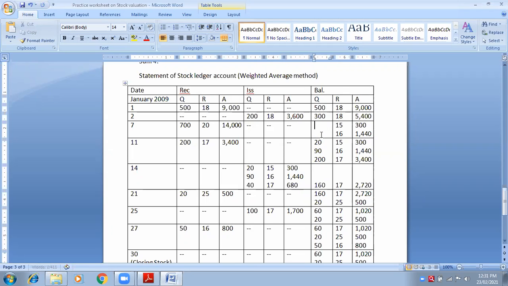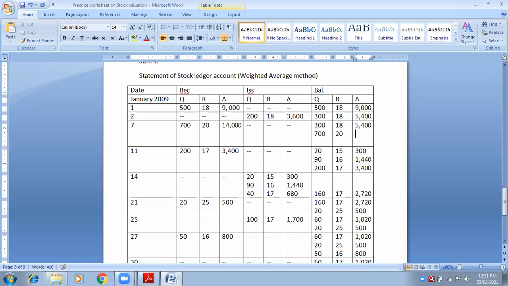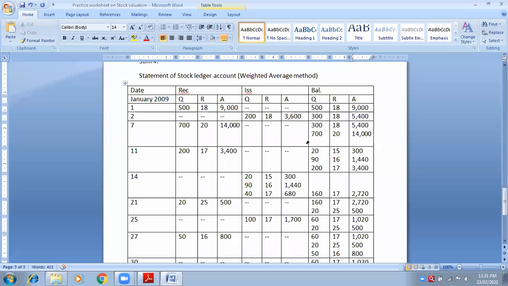Now, how should I be writing the balance part? Can anyone tell me? Ma'am, first 300, then 700. Very good. First 300 has to be copied down: same 18 and 5,400. Now listen very carefully, we have a new point here. Now 700 will be added, so 700 will be written below 300, the rate of 700 is 20, and the amount of 700 units is 14,000.